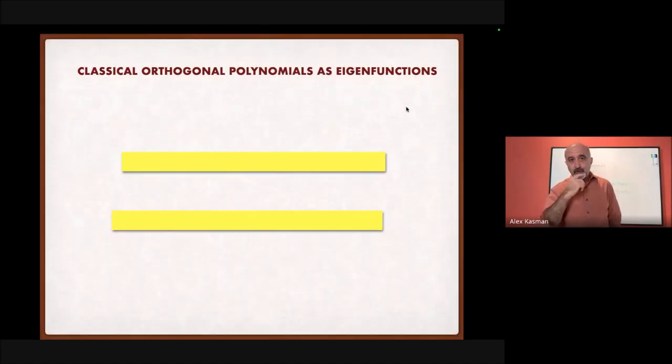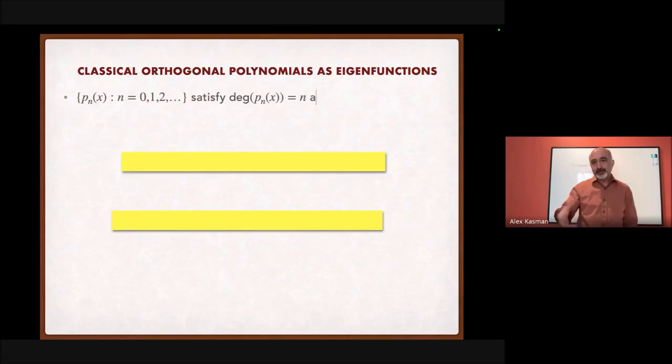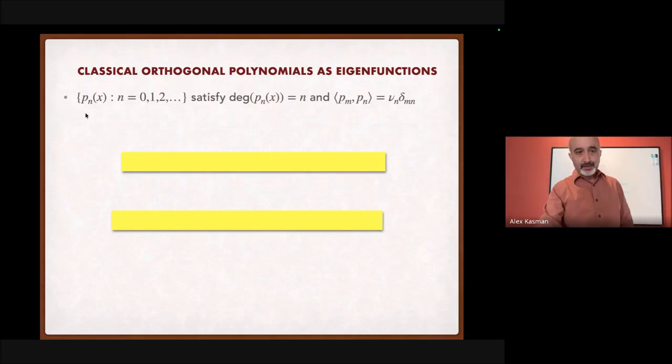Probably most of you know about classical orthogonal polynomials, but I'm going to start by talking about that. One reason is I view it a slightly different way than people usually do. This part, of course, is the same. Classical orthogonal polynomials are a sequence of polynomials indexed by the non-negative integers with the property that the nth polynomial has degree n, and they're orthogonal with respect to some inner product.